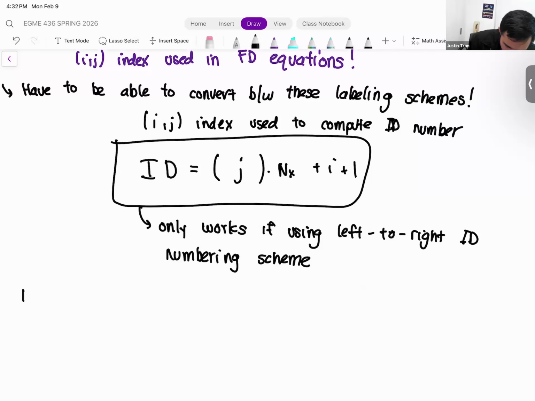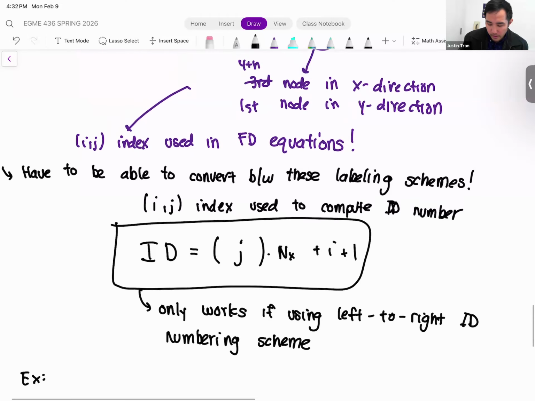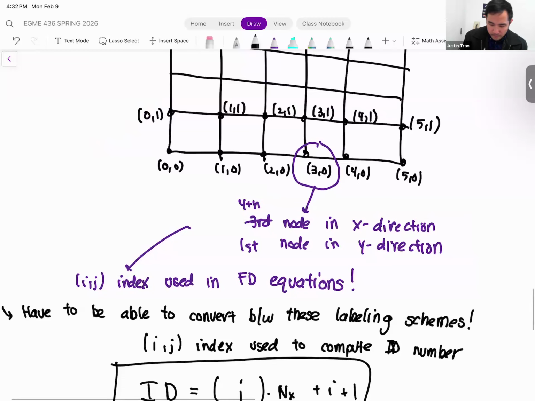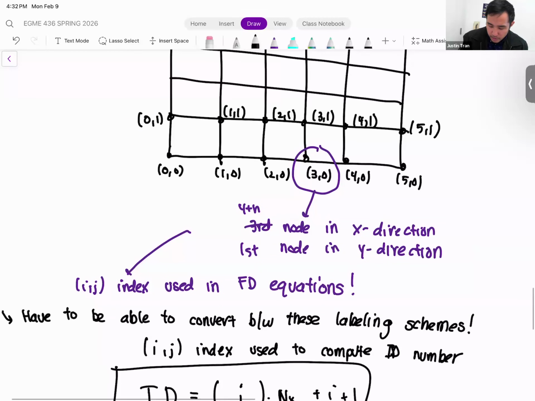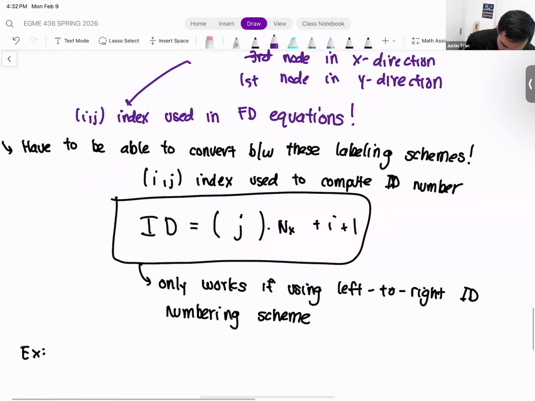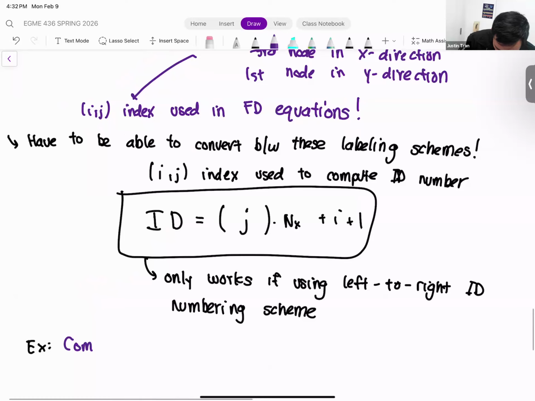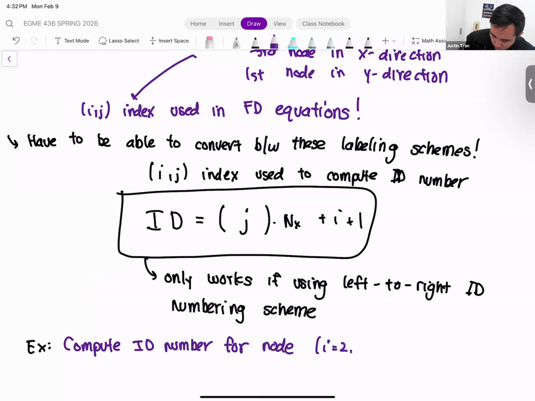So let's do a couple of examples. All right, so let's use this grid up here that I've already drawn. Let's use this equation to compute the ID number for this node right here. Okay. So for that node right there, our I index is 2. So we're going to compute the ID number for the node I equal to 2, J equal to 1. Okay.